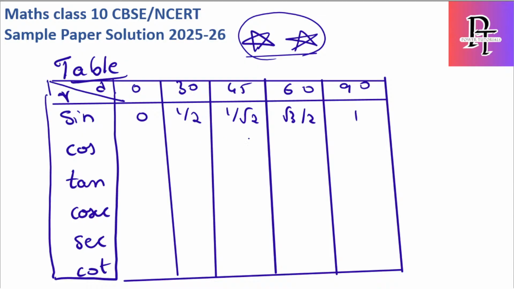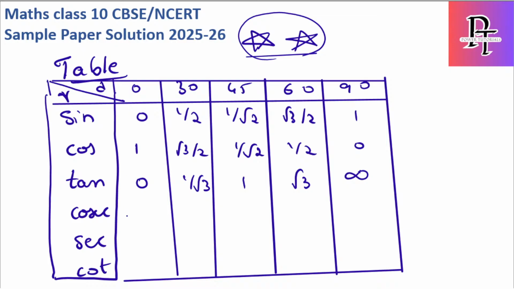Okay, the cos is simple, just write the opposite of sine, which is 1, root 3 by 2, 1 by root 2, 1 by 2, 0. See, cos is very easy if you remember sine. So now tan, how to get it? Tan is nothing but sine by cos. So here it is 0, 1 by root 3, 1 by root 2 divided by 1 by root 2, which is 1, root 3 by 2 divided by 1 by 2, which is root 3, and this is 1 by 0. 1 by 0 you don't have a value, so you have to write it as infinite.